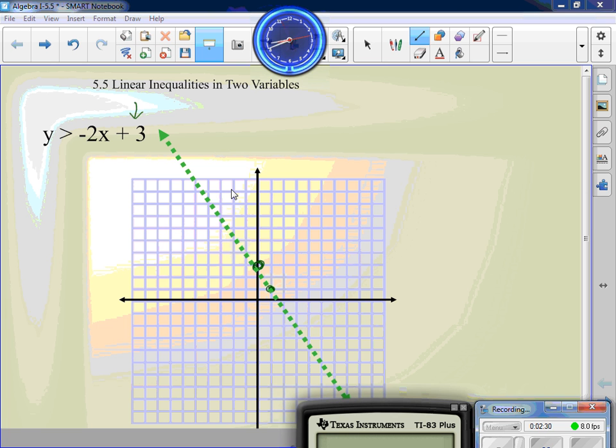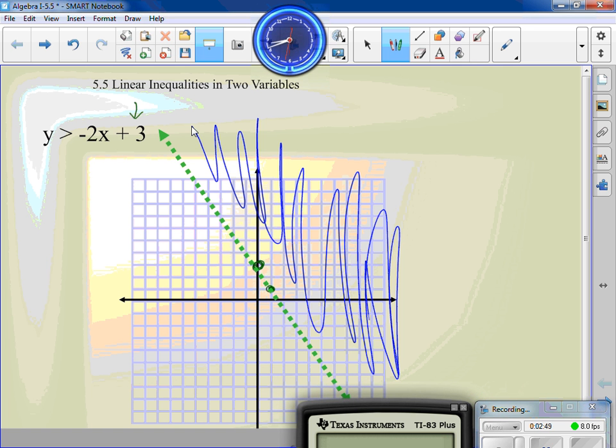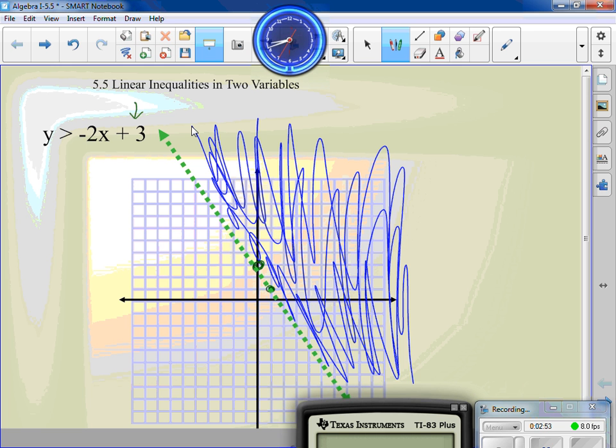Now, after we've decided dotted or solid, looking back at the greater than symbol, if I was thinking about greater than, where would the greater numbers be? Above the line or below the line? Above. So what I'm going to do is shade everything above this line, because the answer is y is greater than negative 2x plus 3.